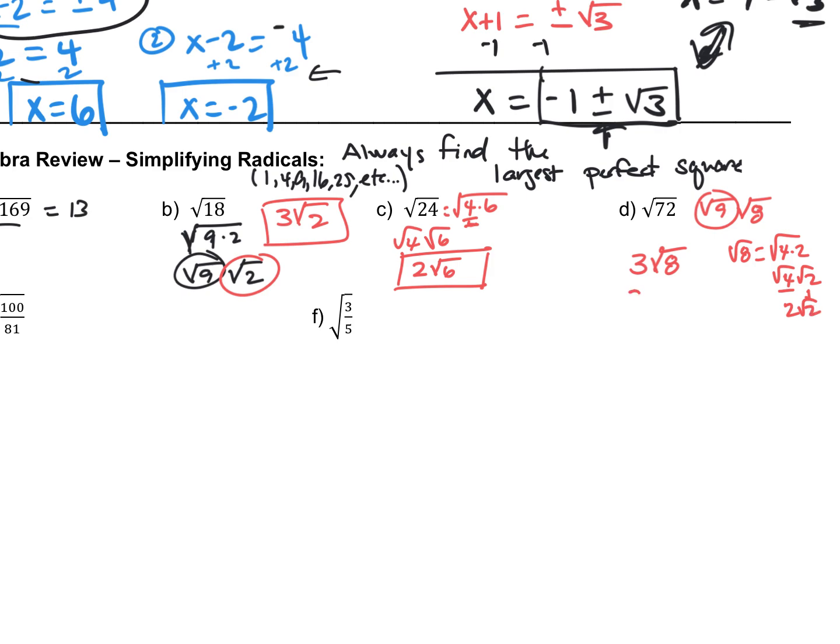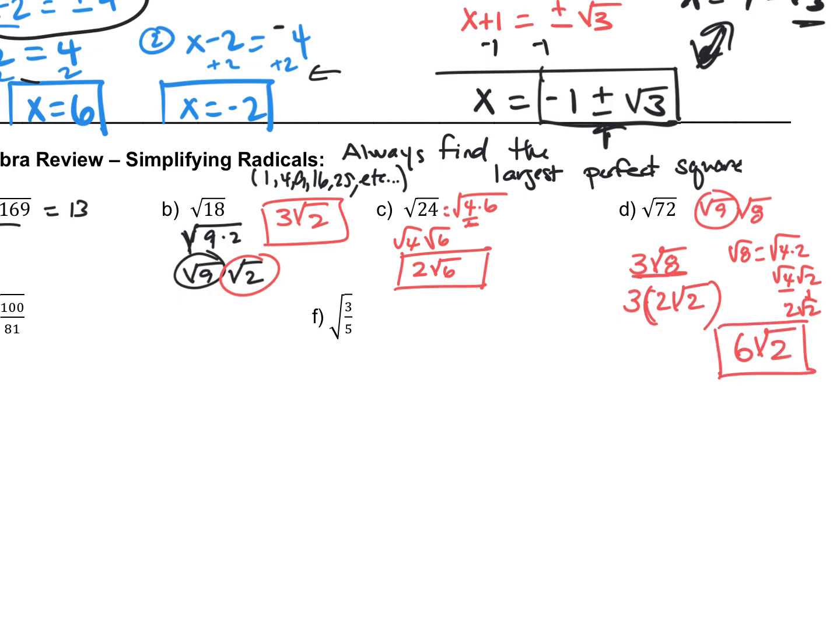So when you do this way, you have to remember, this is multiplication. So I have 3 times 2 times the square root of 2. I'm multiplying these two together. I'm going to do it in parentheses. Well, 3 times 2 is 6. So my final answer is 6 times the square root of 2.